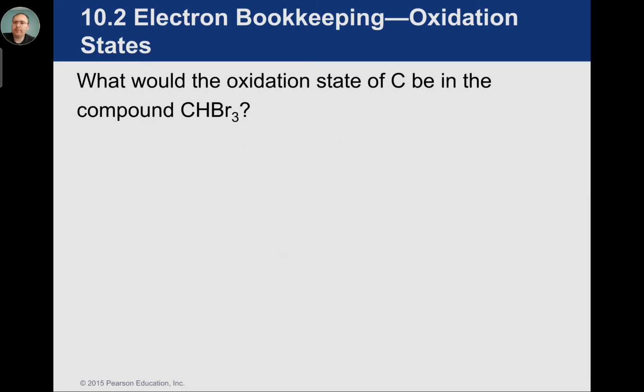So let's try another one. We have CHBr3. So algebraically, if we want to write this out, we could just say that there's one of these, there's one of these, and there's 3 of these. So carbon plus hydrogen plus 3 bromines all equals neutral compound 0. Carbon did not have a rule. So carbon is like X, so we're just going to rewrite it.